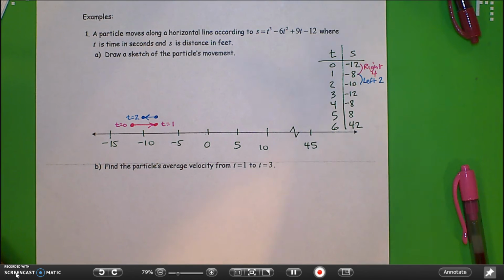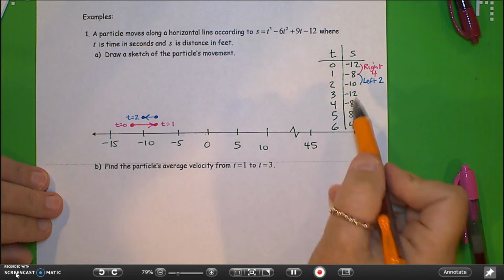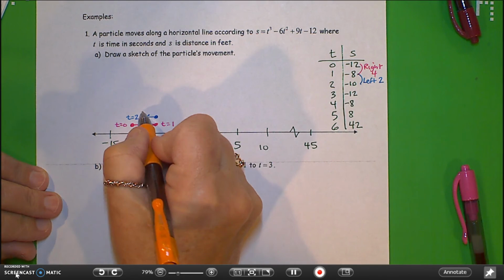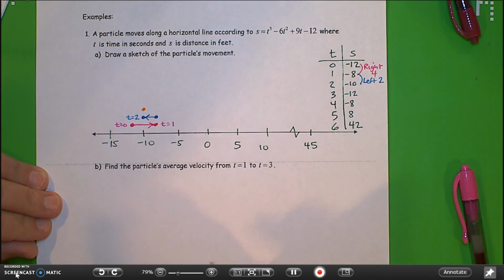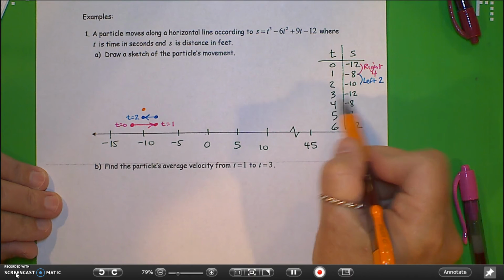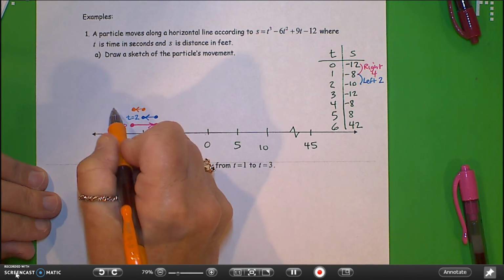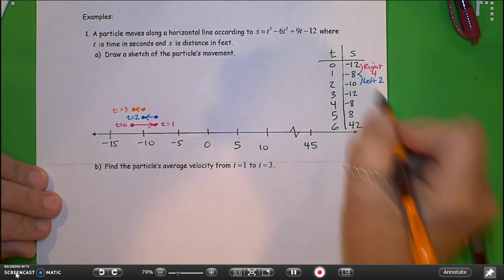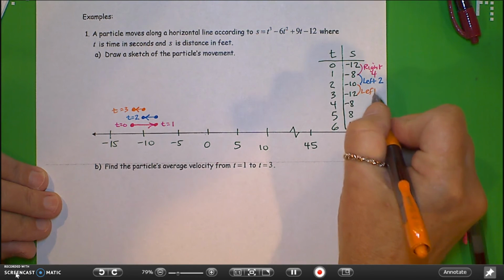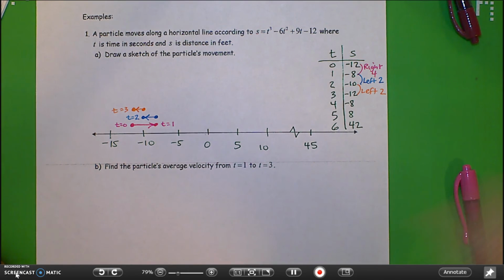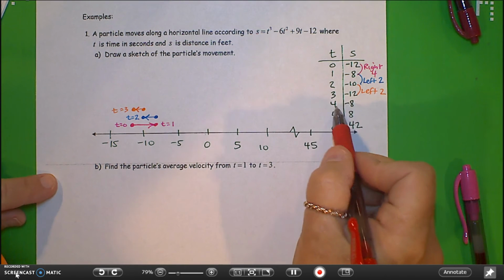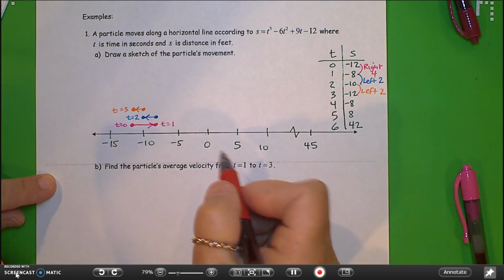We'll continue in this fashion until we've done all the movements. So to get from 2 to 3 seconds, I'm going to start with my 2 second mark at negative 10. Negative 3 takes me back further to negative 12. So I'm going to continue in the same direction, which is a movement of left 2. And then for my 4th second, I'm going to end up at negative 8.